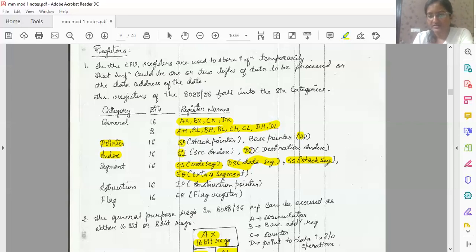These topics will be much clearer when we come across instructions and start writing programs. Right now you are supposed to know the definitions of all these registers. The destination index is again a 16-bit register. DI is used for indexed, based indexed, and register indirect addressing. This is also used for string manipulation instructions.